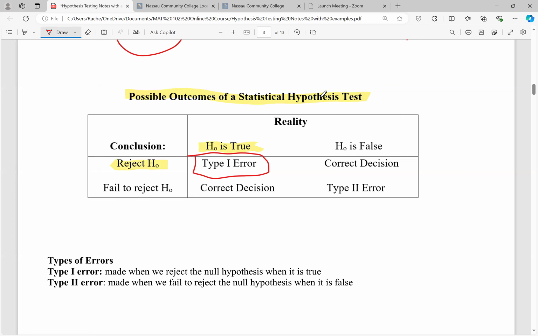And in statistics, we call this a type 1 error. So the definition of a type 1 error, so what happens when we make a type 1 error, is that we reject the null hypothesis when it was really true, right? You don't want to reject the null if it's true. That's a mistake.